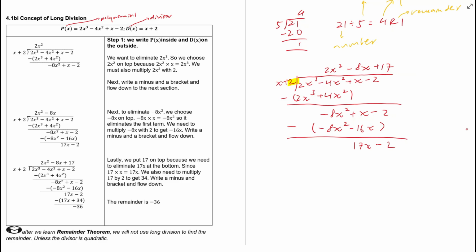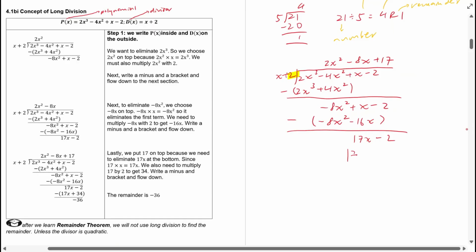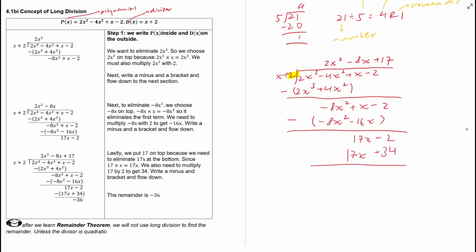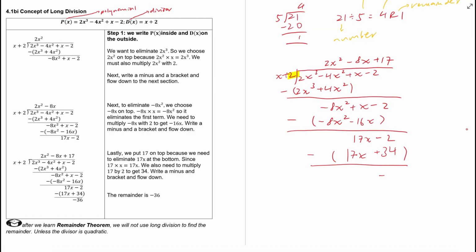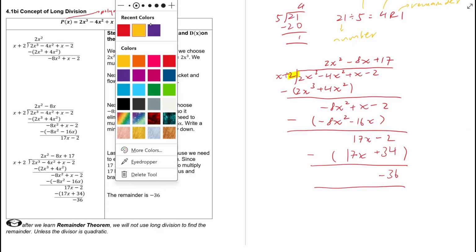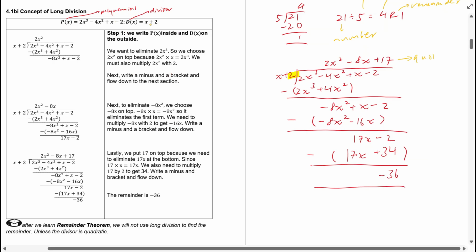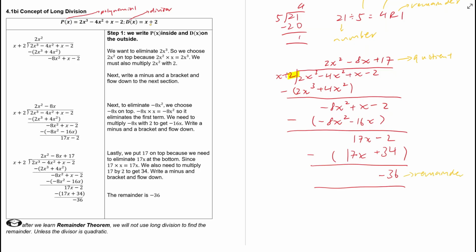So 17 times x give you 17x. Then 17 times 2 will give you 34. So your final remainder, not forgetting brackets and negative sign, your final remainder will be minus 2 minus 34, which is minus 36. So you have all your components now. You have your quotient, remainder, polynomial, and your divisor.